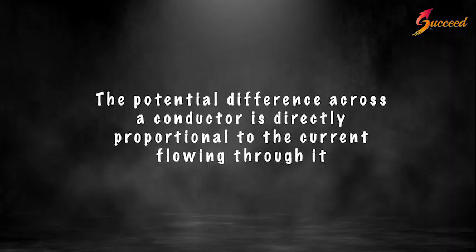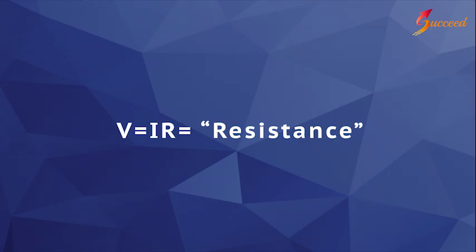Ohm's law states that the potential difference across a conductor is directly proportional to the current flowing through it, provided temperature and other physical parameters remain constant. From the definition, we get V is directly proportional to I. To remove the proportionality sign, we introduce a constant. V is equal to IR, where R stands for the resistance.